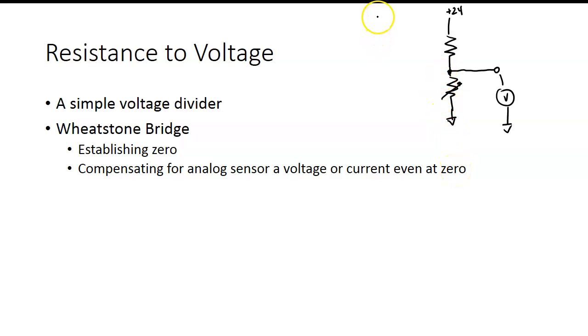If I wanted it to work the other way, then I would come up here and put my sensor right here. On the top one, if the sensor's resistance went down, my output voltage would go up. If the sensor's resistance went up, the output voltage would go down. So here, this would operate in the opposite direction. This right here would operate in the other.